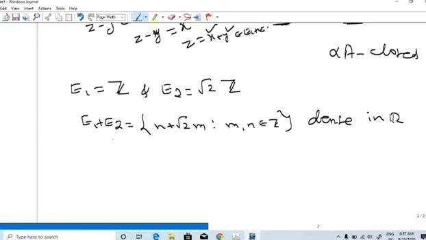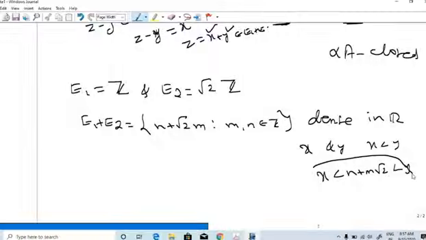So how do we prove this is a dense set? What is the definition? Given any real numbers x and y, with x less than y, we can always find an element of E1 plus E2 in between x and y. So we can always find some n plus m root 2 in between x and y. Therefore, this set is dense. So this is a standard proof.